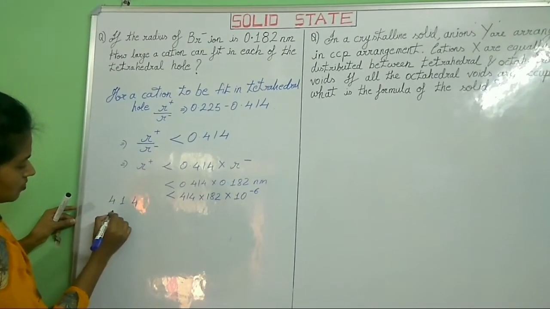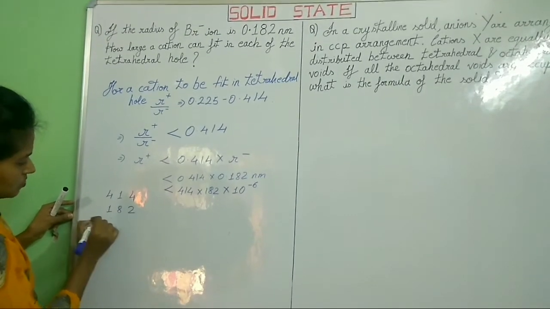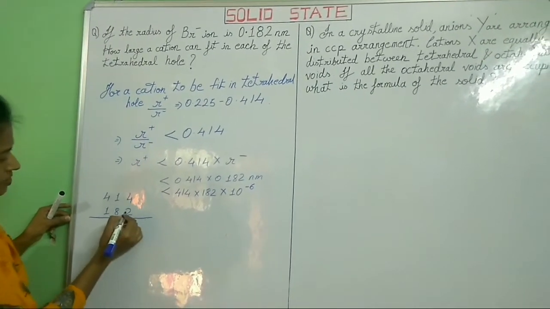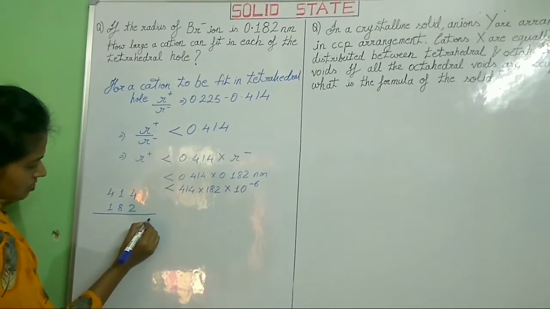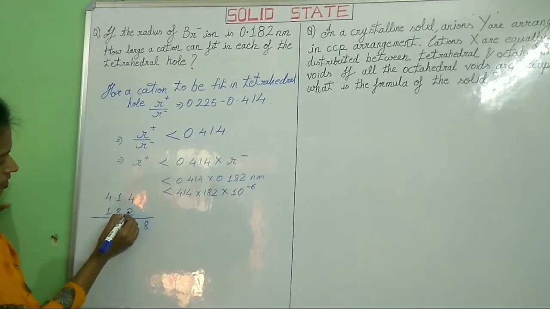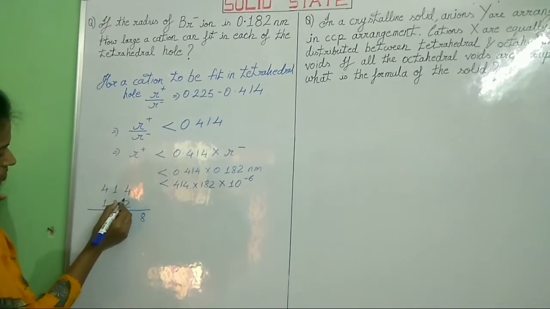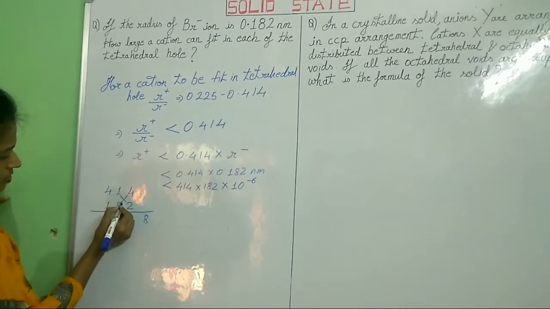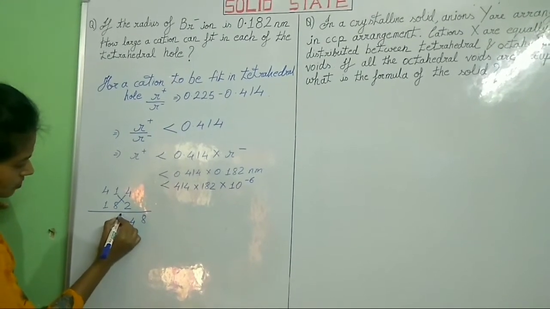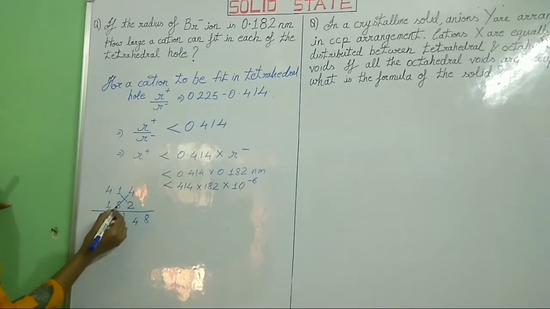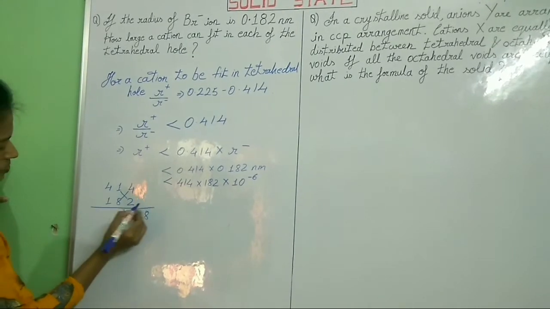414 into 182. First multiply this. 4 2s are 8. Now 2 1s are 2, 8 4s are 32. So 8 4s are 32 plus 2 is 34. 3 will carry on. Now 4 2s are 8.